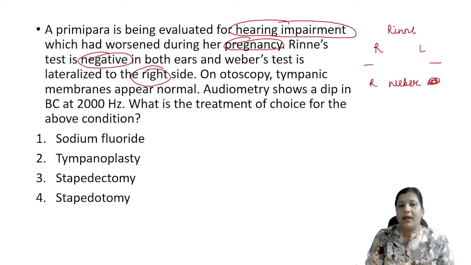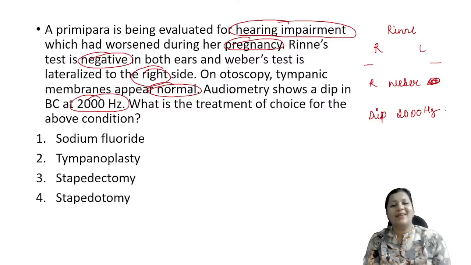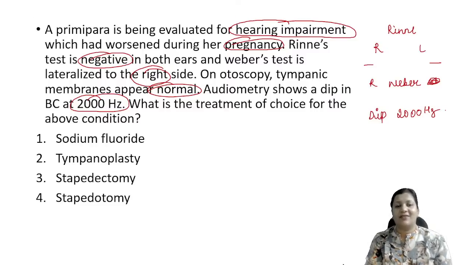On otoscopy, tympanic membrane appears normal. So tympanic membrane normal. Audiometry is showing a dip at 2000 hertz. So what is your audiometry showing? Dip at 2000 hertz. What is the treatment of choice for the above condition? Is it sodium fluoride? Is it tympanoplasty? Is it stapedectomy? Or is it stapedotomy?